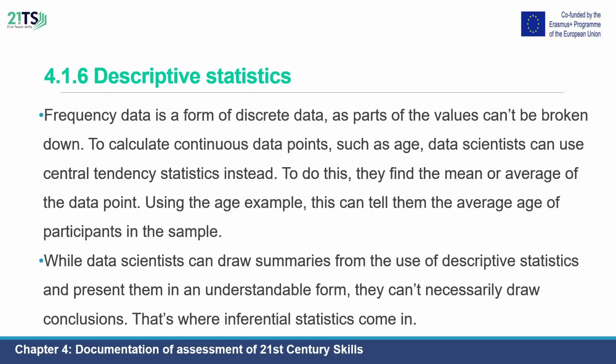To calculate continuous data points, such as age, data scientists can use central tendency statistics instead. To do this, they find the mean or the average of the data points. Using the age example, this can tell them the average age of participants in the sample.